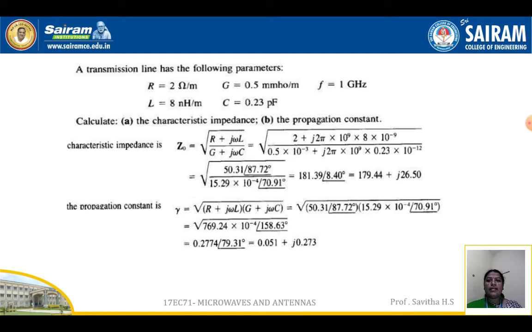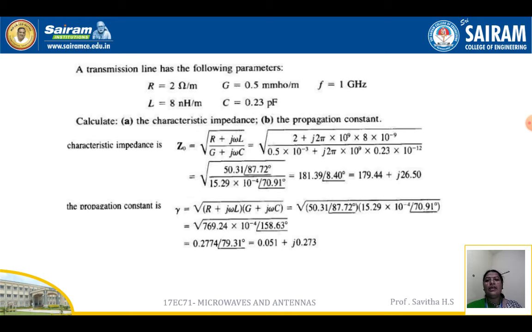A transmission line has the following parameters: R is equal to 2 ohms per meter, G is equal to 0.5 megamhos per meter, f is equal to 1 gigahertz, L is equal to 8 nanohenries per meter, C is equal to 0.23 picofarad. So calculate characteristic impedance and propagation constant.